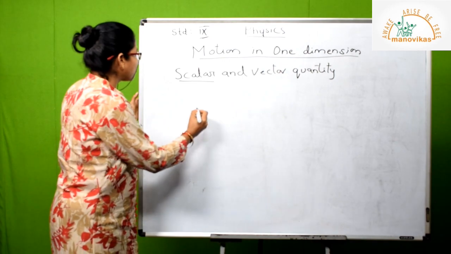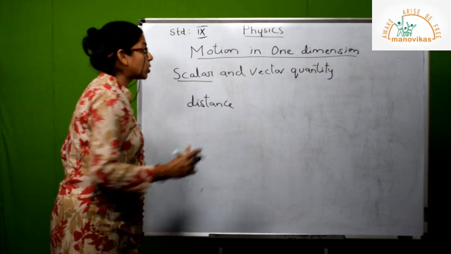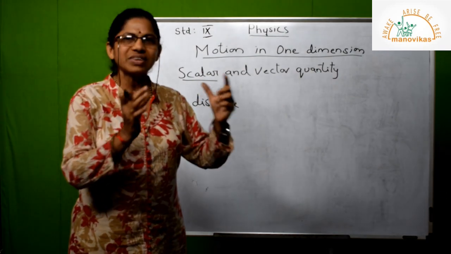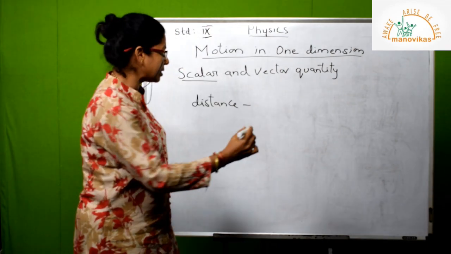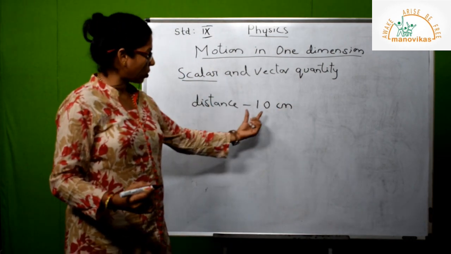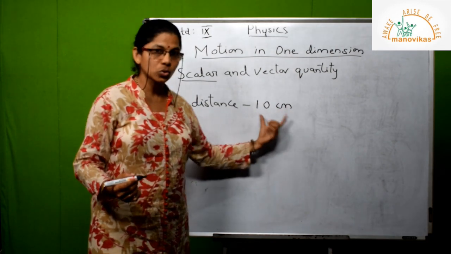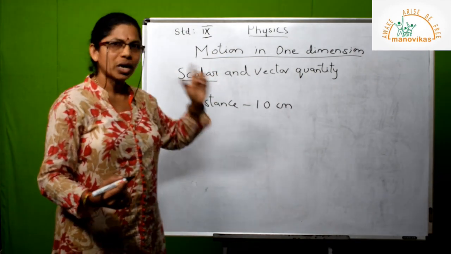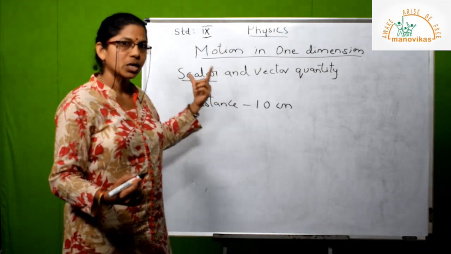Now for example, distance. In order to measure distance, you need a measuring tape and you need to know a fixed length. For example, if I say distance of this marker is 10 centimeters. Okay, so I have a magnitude here and I have a unit for it. The moment you look at the unit, you know I'm talking about a certain length. So it is a scalar quantity. No other information is being given. So such a quantity is called scalar quantity.